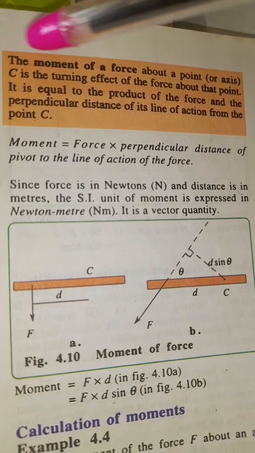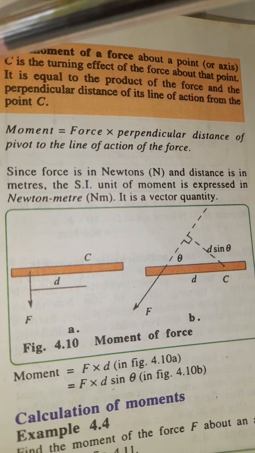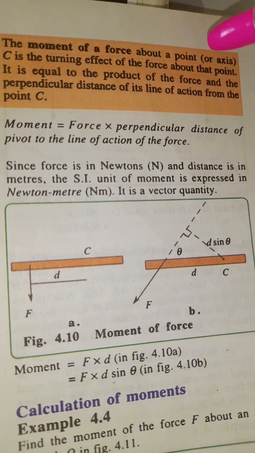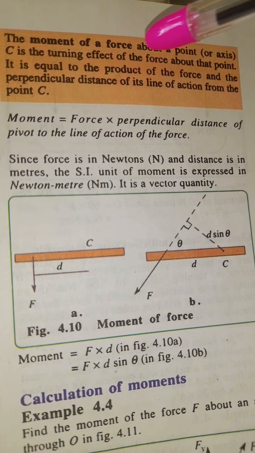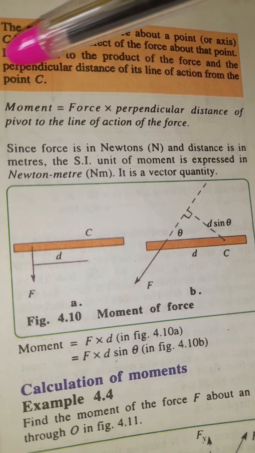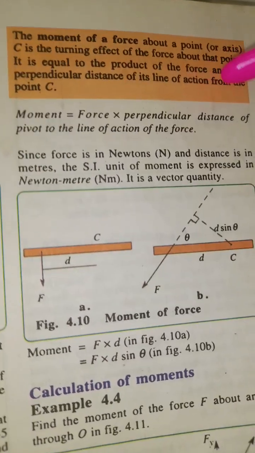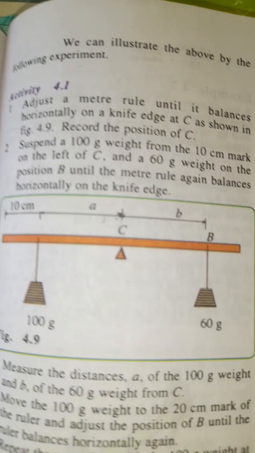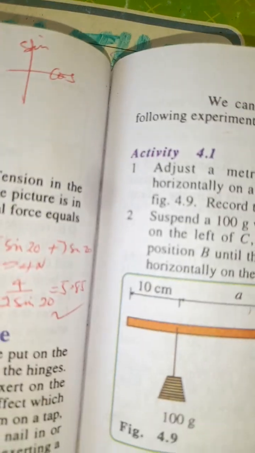So, the moment of a force about a point or axis C is the turning effect of the force about that point. It is equal to the product of the force and the perpendicular distance of its line of action from the point C.